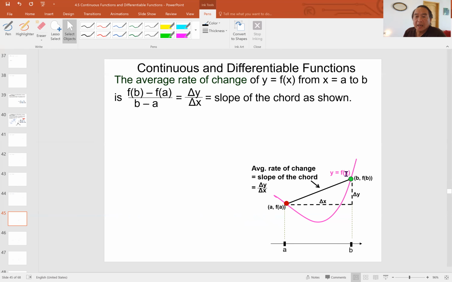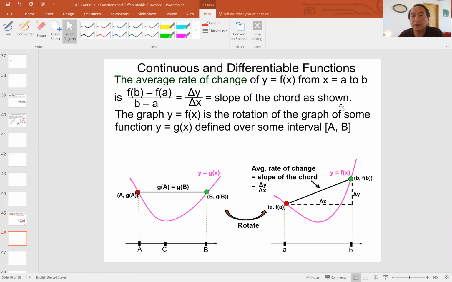The slope of the chord is given by this formula. We call this value the average rate of change between A and B.